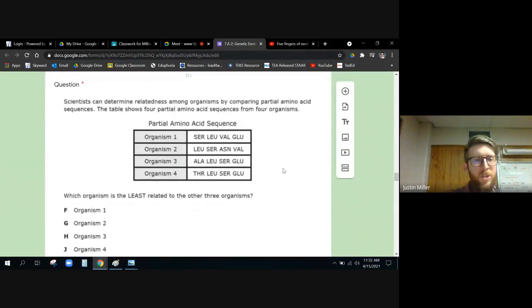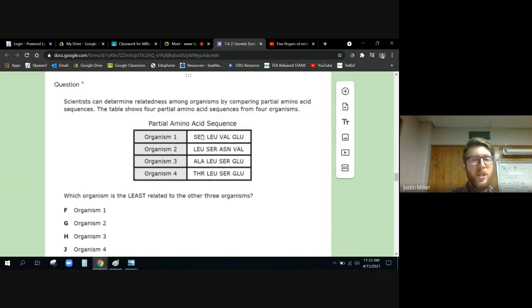Okay. Which organism is the least related to the other three? So one of these four organisms is less like the other three. These are amino acid sequences for each one. If you don't remember what that is, just know that this is a protein. Obviously, if these proteins are the same, then their DNA is the same, because remember, DNA makes proteins. That's its one job. So if their proteins are the same, their DNA is the same. If their DNA is the same, they're closely related. So which one of these four has a protein sequence that is more different than the other three?